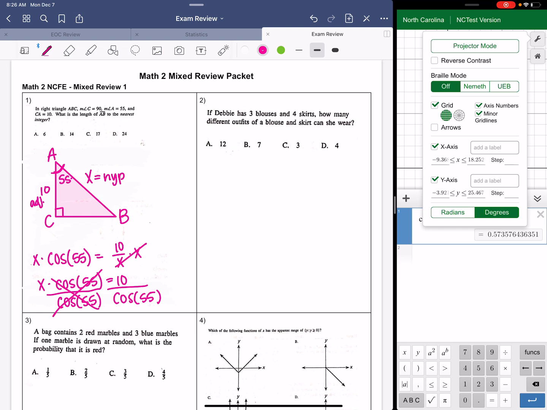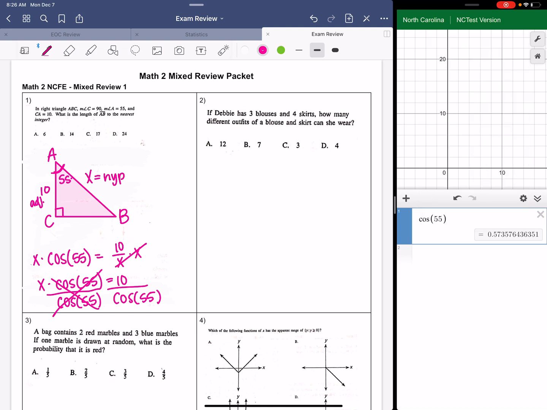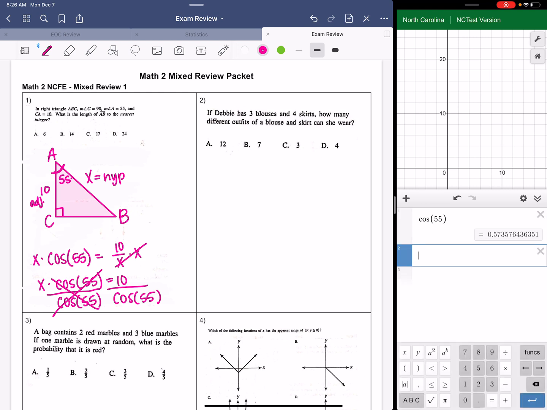I'm going to make sure that I'm in degrees. I am. And I need to do 10 divided by cosine of 55. So you can round and do 10 divided by 0.57, or you could just type in cosine of 55 on the bottom. Okay, so you get about 17.